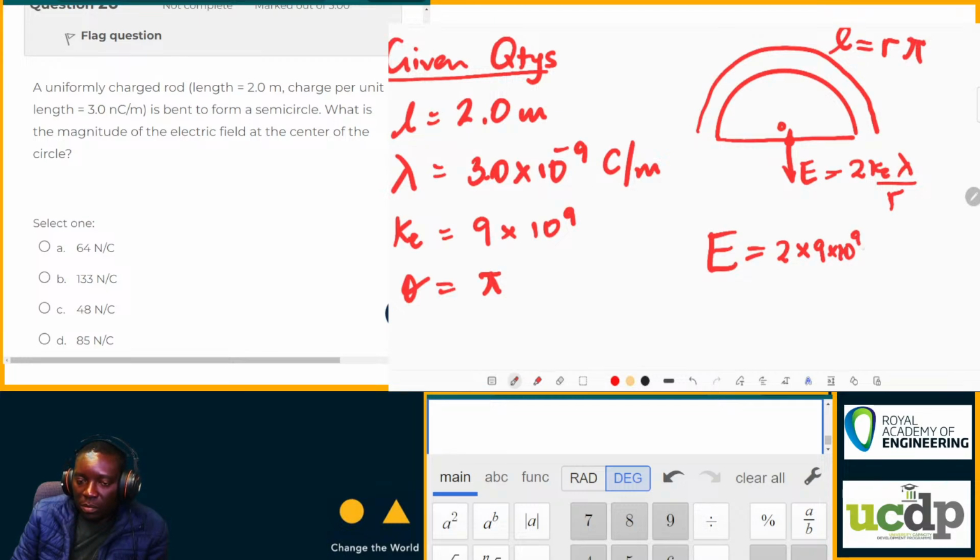The answer is 85. Yeah, 84.8, which is 85. Wonderful. Okay. Do we all agree? Did we all get the same thing, guys? I think 85 is D there.